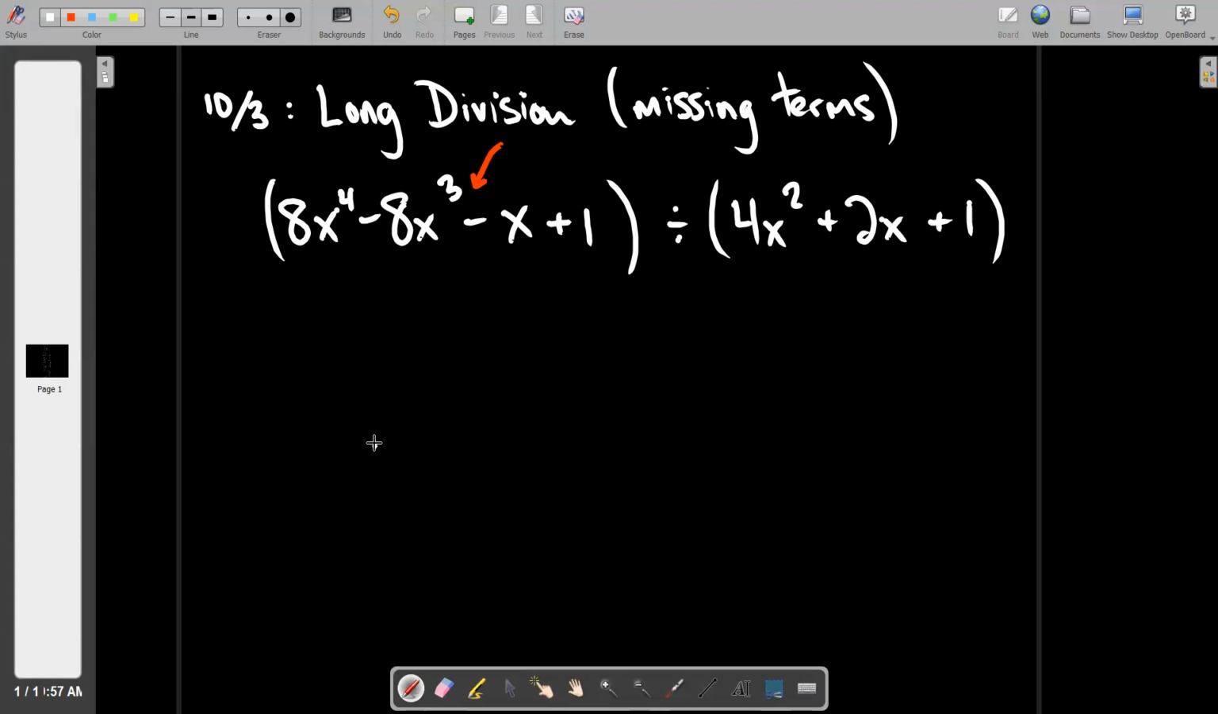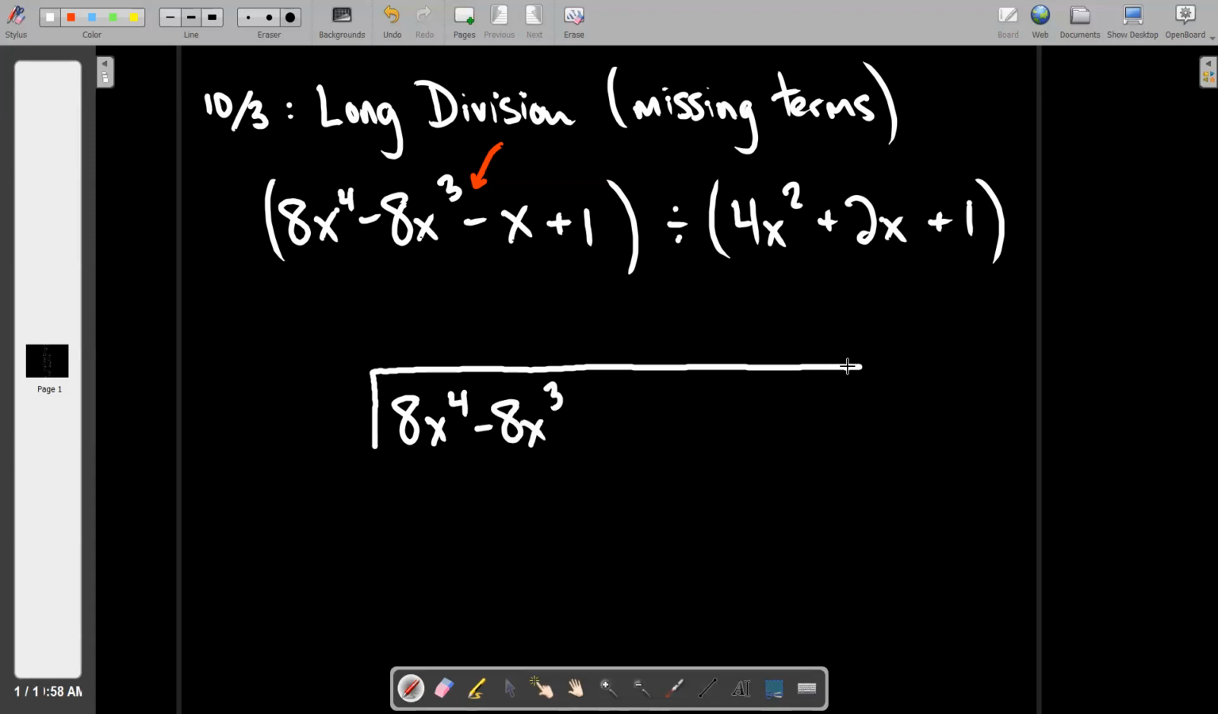Let's start with our long division sign. And inside of there, I'm going to put my dividend, which is 8x to the 4th minus 8x to the 3rd, and then what? Right. I'm still in my dividend. I need to complete.